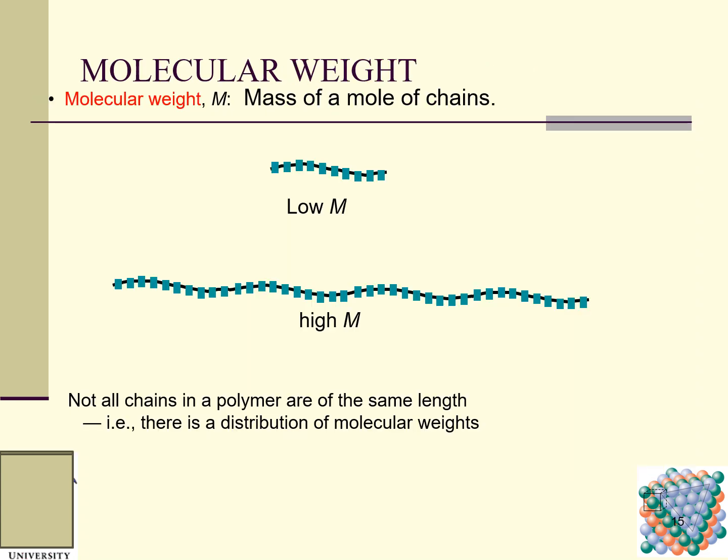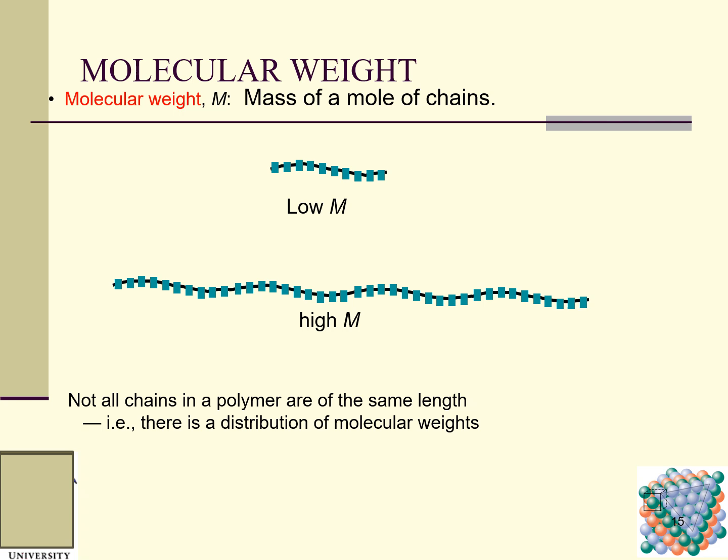And then we talk about molecular weight. Molecular weight, M, is the mass of a mole of chain. This is a low molecular weight, because the chain is short, and this is a high molecular weight. Why? Because this one has a very, very long chain, and not all chains in a polymer are of the same length. There is a distribution of molecular weights.